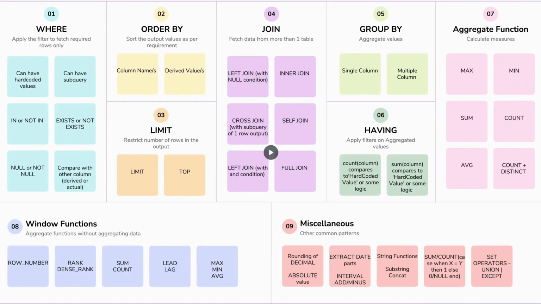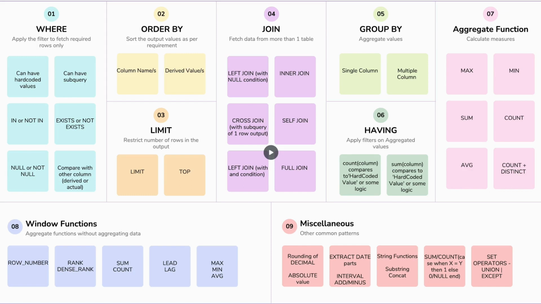These are the where condition, the order by, the limit clause, the join conditions, the group by, having along with group by, aggregate functions used in group by, then window functions, and then some miscellaneous or other common patterns. If you have not seen my previous video, where I gave you an overview of these and also covered points 1, 2 and 3, that is where, order by and limit, then I'll recommend after this video you go back and check part 1 of this series.